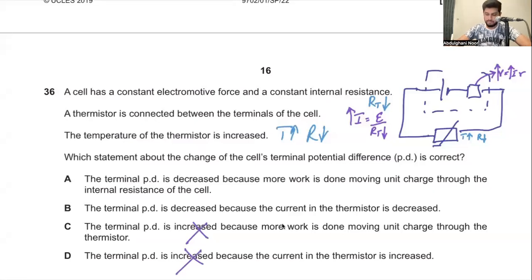It will decrease. The terminal potential difference is decreased because more work is done moving per unit charge through the internal resistance of the cell. More work is done per unit charge. Voltage की बात कर रहे हैं. Voltage is work done per unit charge. More work is done. More voltage is lost inside the internal resistance. The answer is A.